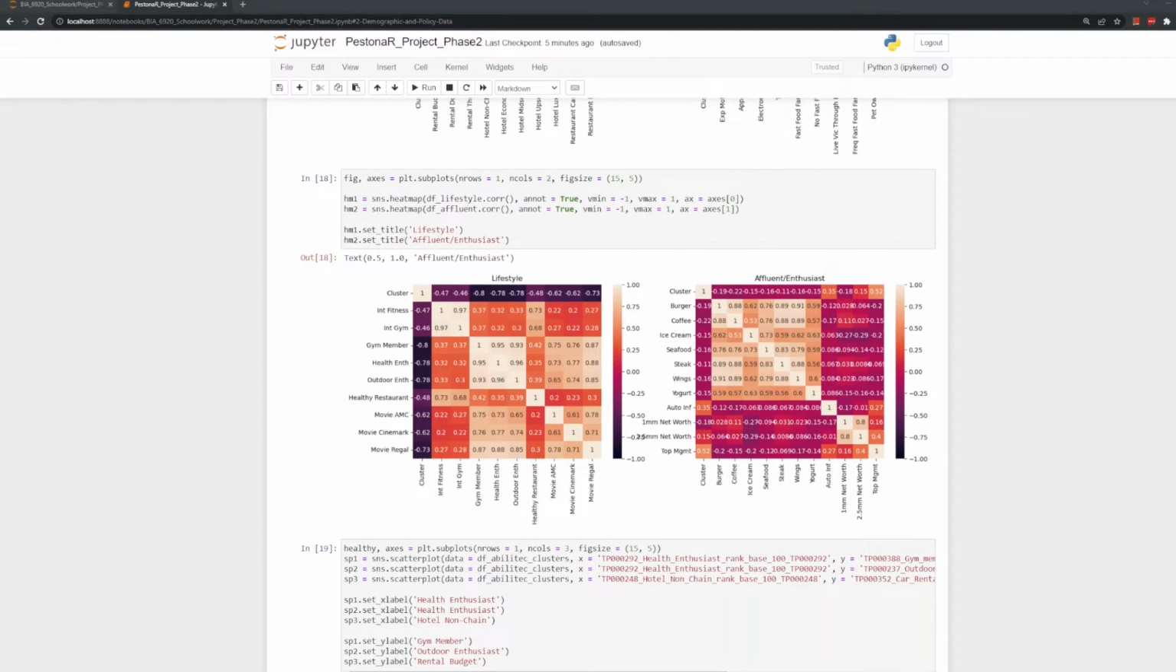And then same thing for lifestyle. A lot of these don't have a strong correlation, but there are several that have a very strong correlation to the cluster that they ended up in.